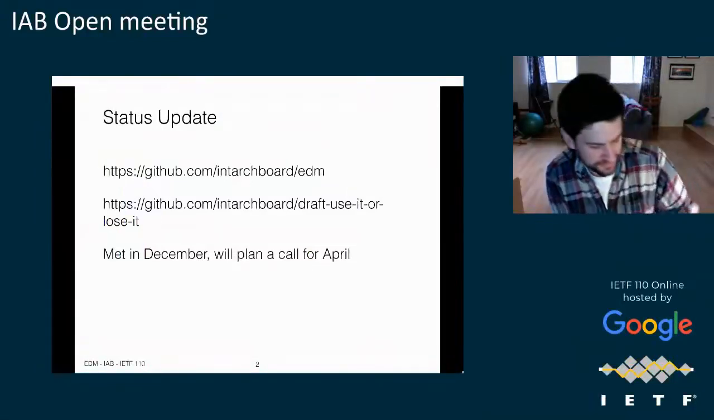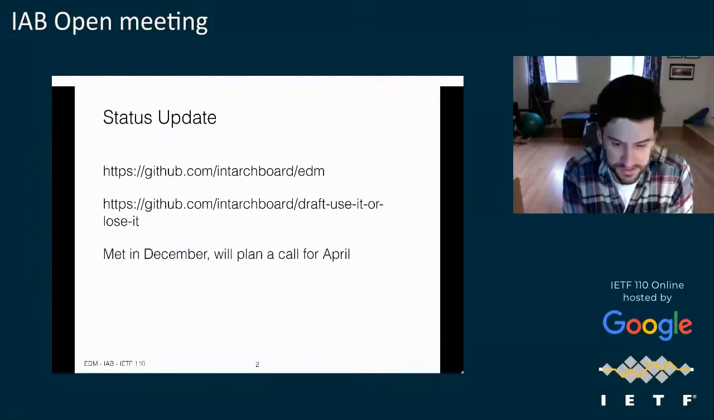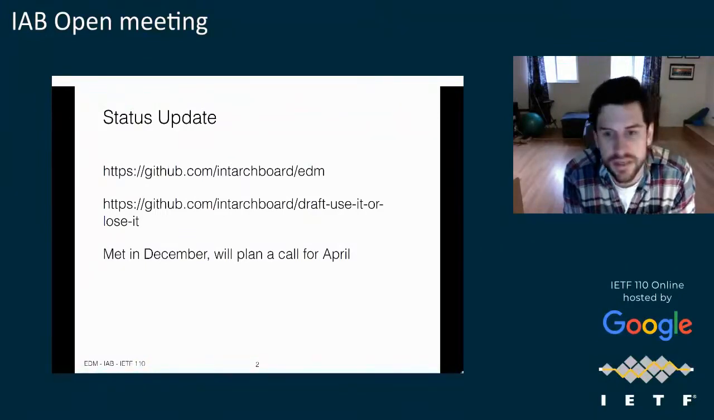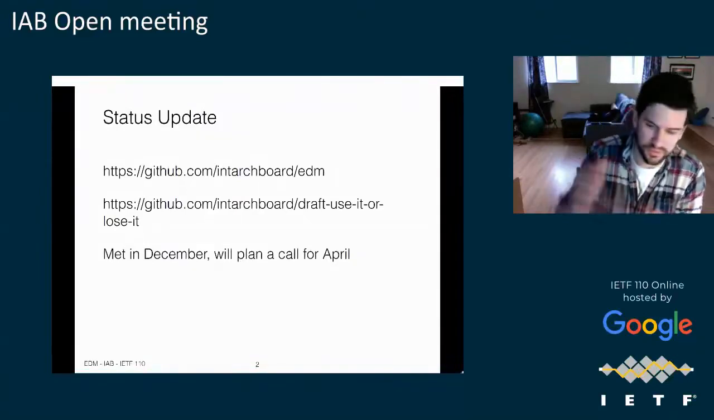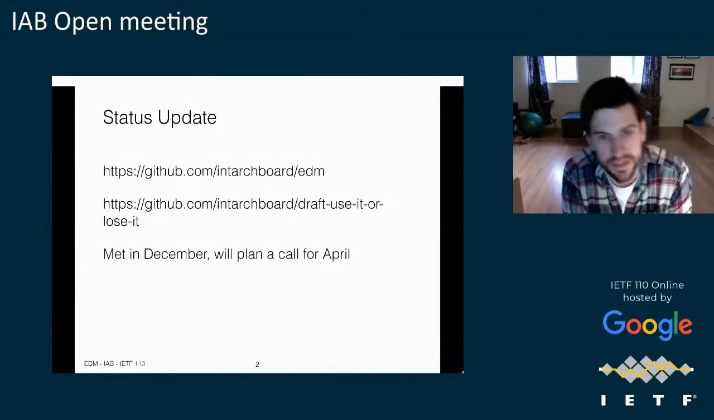Just some details here. We do have a GitHub where you can see some of the issues we're thinking about. It's at that link. The document that we're currently talking most about is one that existed prior to this program being created, but we think is a very important work item that we want to progress, that Martin Thompson began. It's the draft Use It or Lose It. We've met now twice. We had our last call in December, and we're going to plan a new call for sometime in April. So far, we've gone on a cadence of roughly as often as the IETF meetings, but just slightly delayed. Next slide, please.